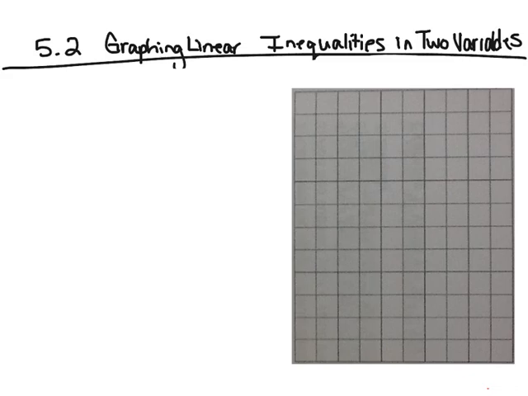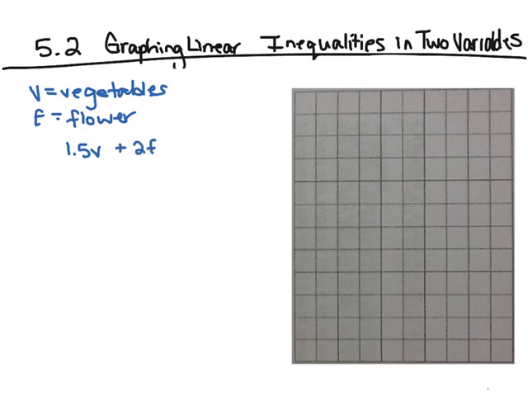Okay, the word problem. Carmen has up to $15 to buy seeds. A package of vegetable seeds costs $1.50. A package of flower seeds costs $2. So let's let V equal veggie, so the vegetables, and F equal flower. So we know that a vegetable seed costs $1.50, flower seed costs $2, and she only has $15, so it can be less than or equal to 15, as long as it doesn't go over.